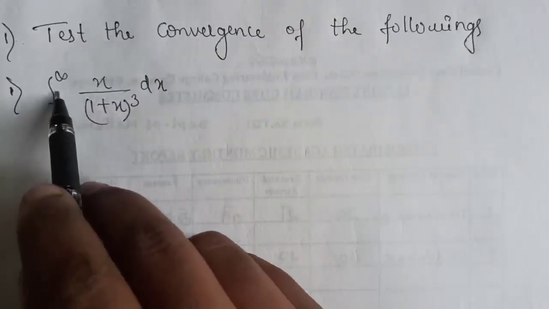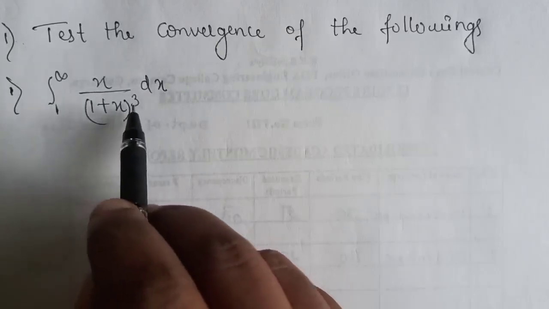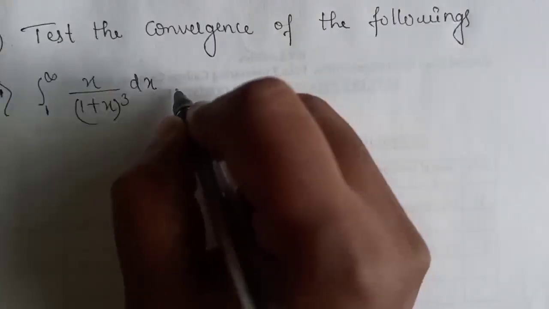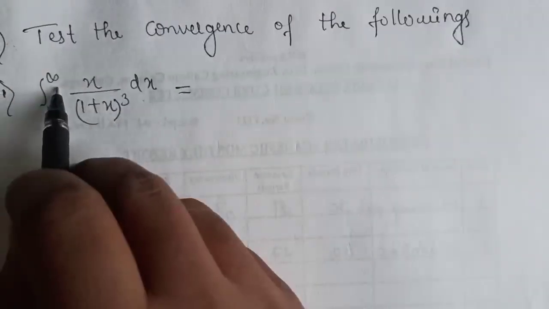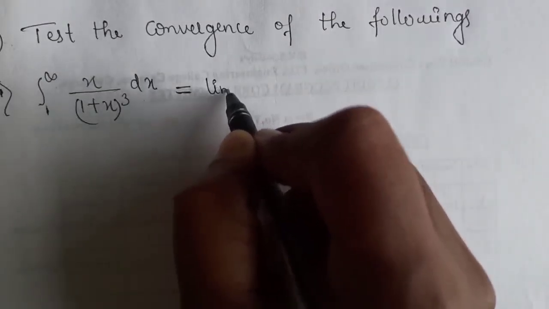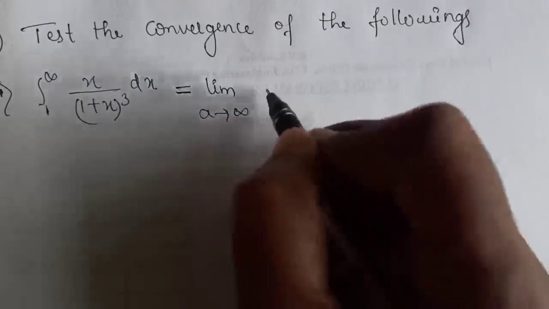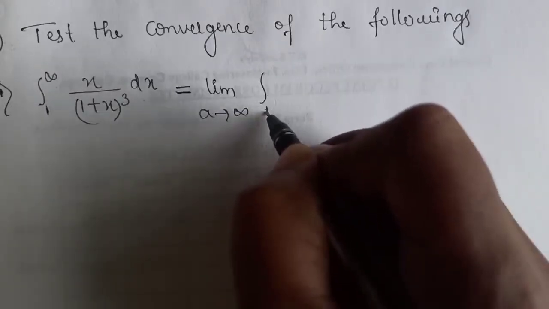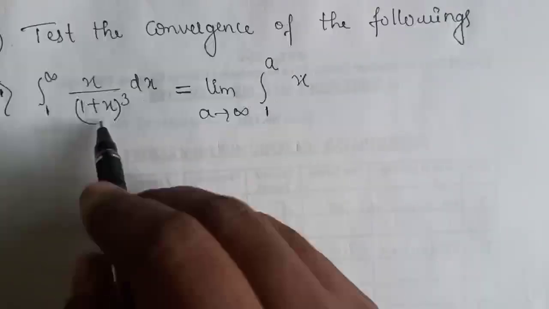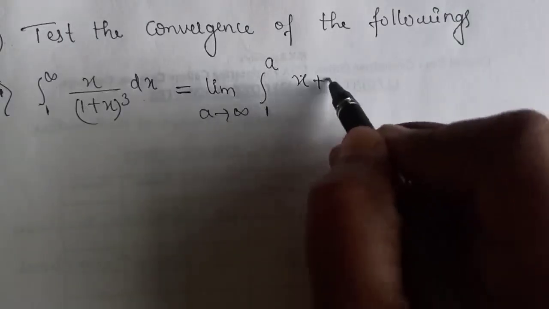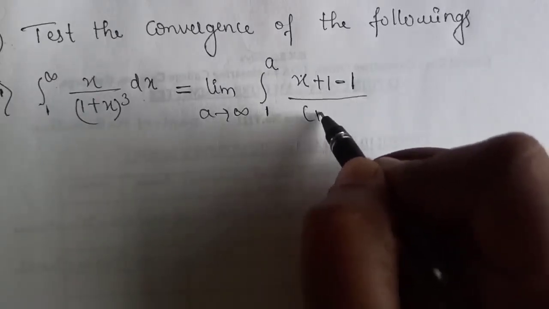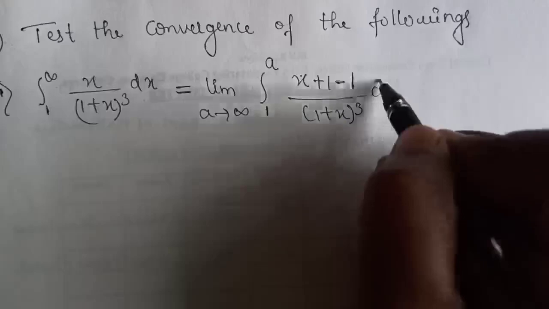Given the integral from 1 to infinity of x divided by (1 plus x) whole cube dx. Here the upper limit is infinity, therefore we change it in terms of the limit, that is limit a tends to infinity, integration 1 to a of x. In the integration part, I will add 1 and subtract 1, divided by (1 plus x) whole cube dx.